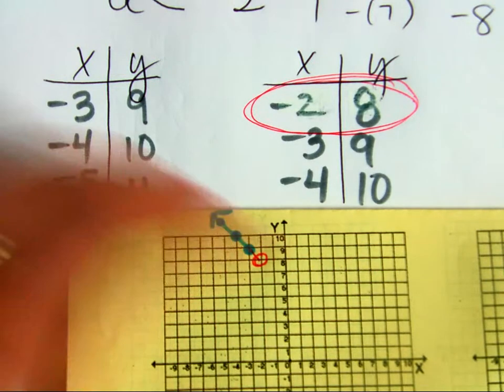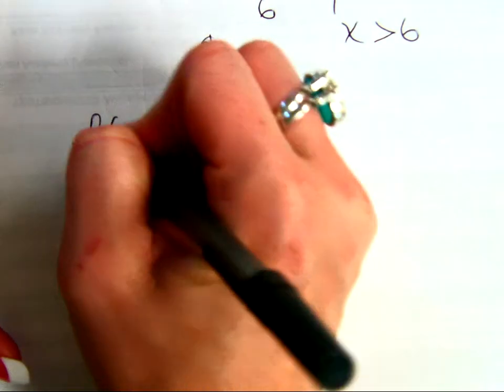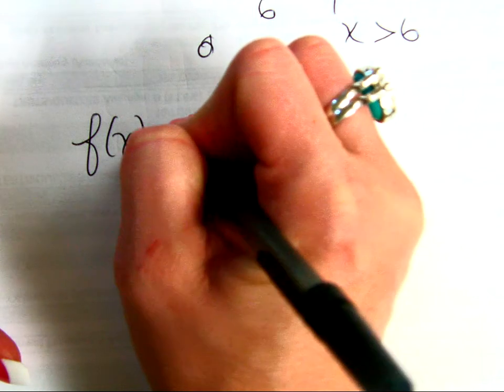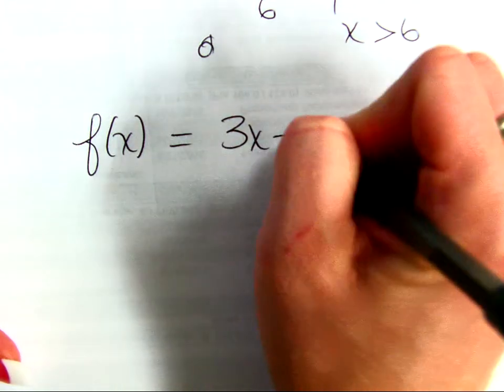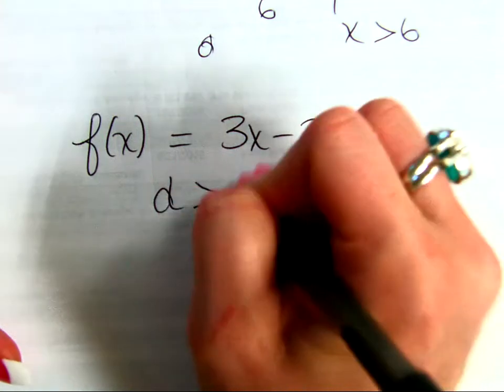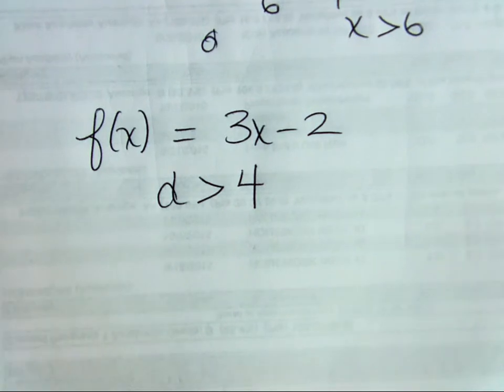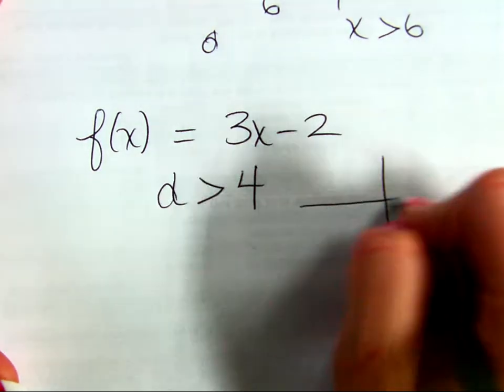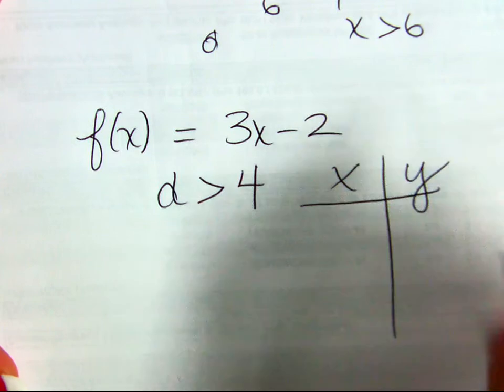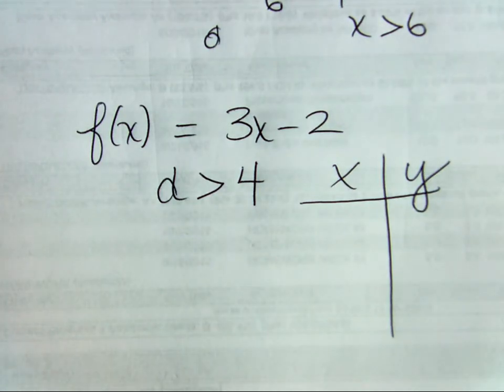Let's do this. So, f of x is equal to 3x minus 2 with a domain greater than 4. So, create your table of values. Thinking about what I just said, you're going to want to include that 4 in your table, but just when you go to graph it, be careful.